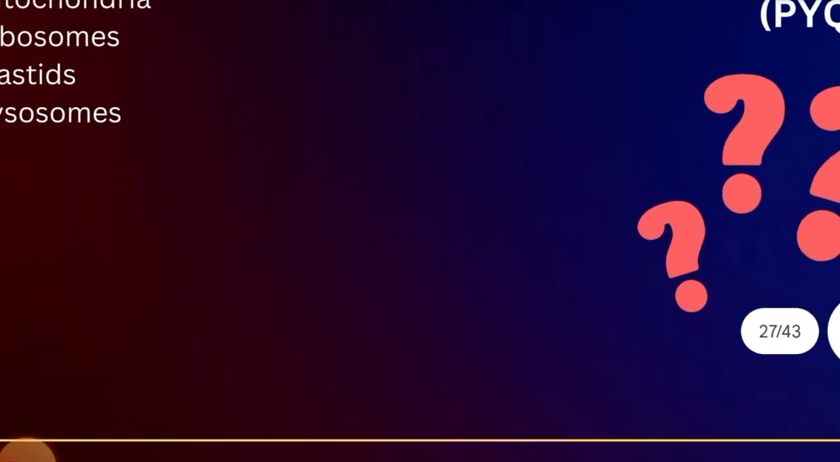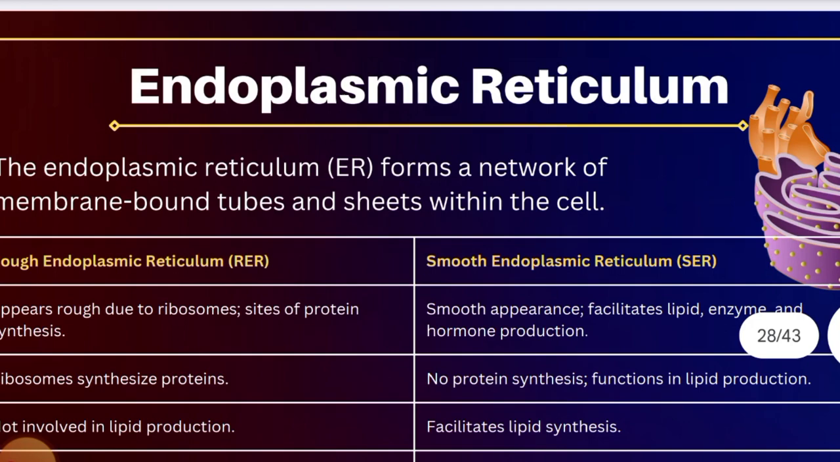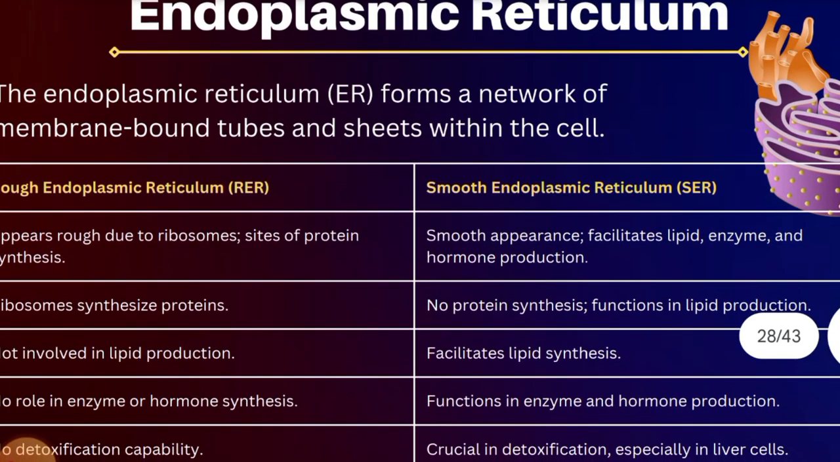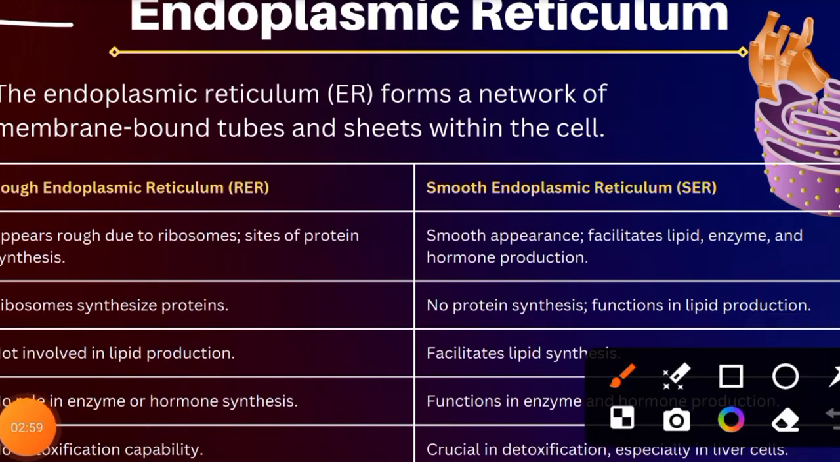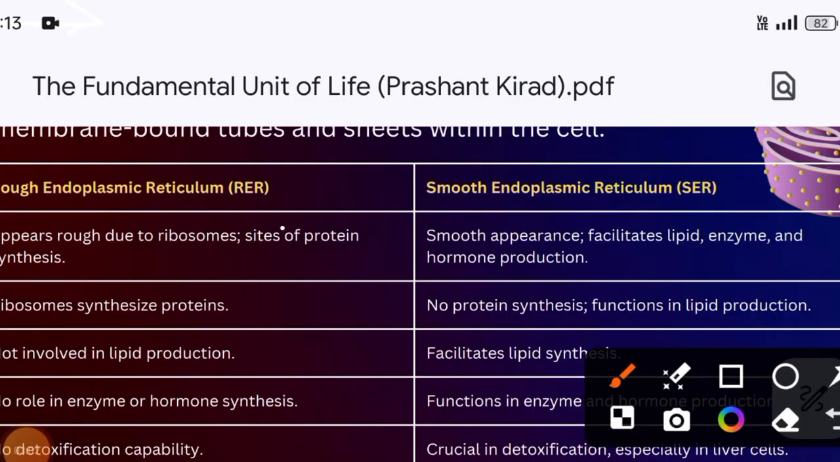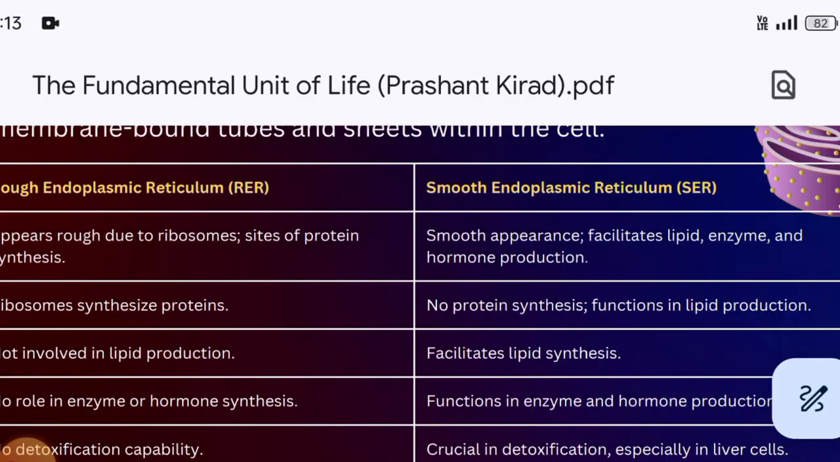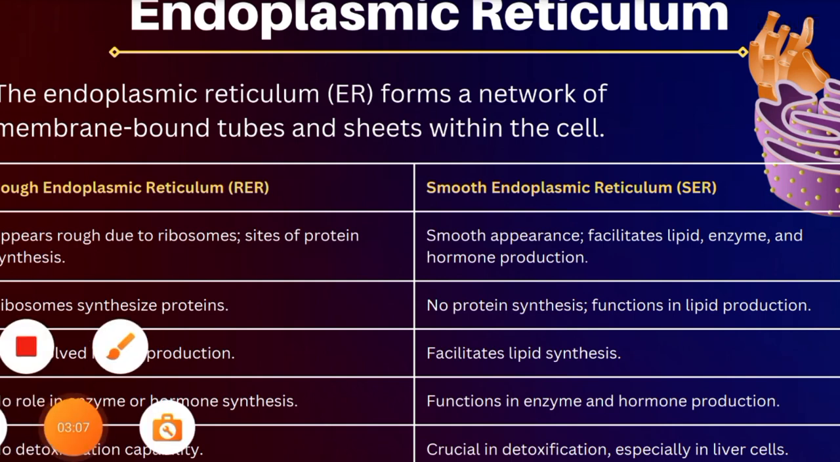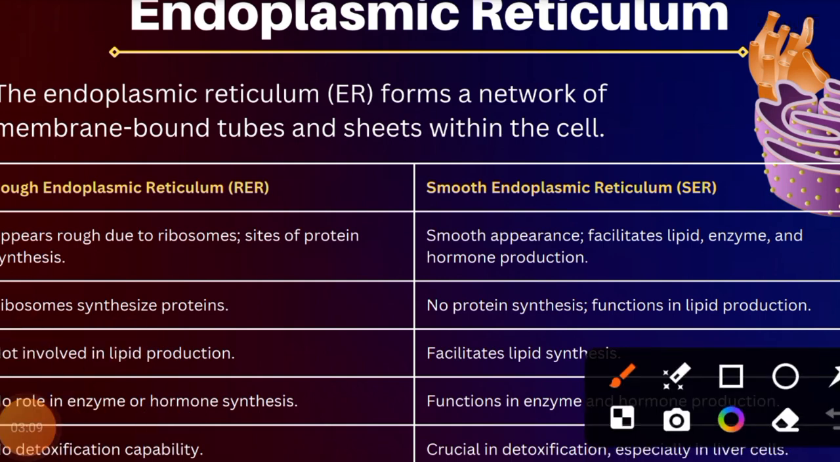Okay. Next, endoplasmic reticulum. The very first cell organelle that we are going to learn is the endoplasmic reticulum. What is it? Endoplasmic reticulum, also known as ER, forms a network of membrane bound tubes and sheets within the cell. Now this is a network, like tangled sheets. It forms the network inside the cell and it is always attached to the nucleus.